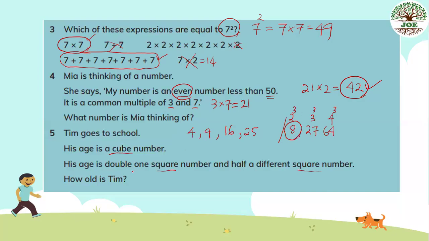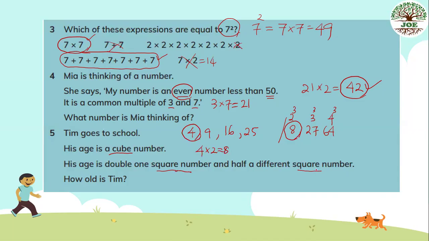His age is double one square number. We want to get 8. Half of 8 is 4, so we can double 4 to get 8. 4 times 2 is 8. 4 is 2 squared, times 2 is 8. So up to here is correct.